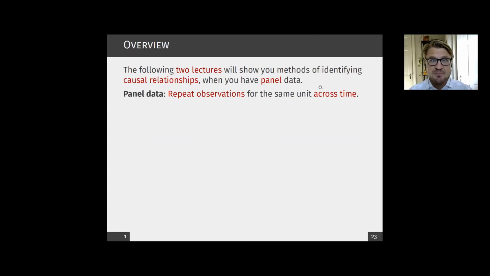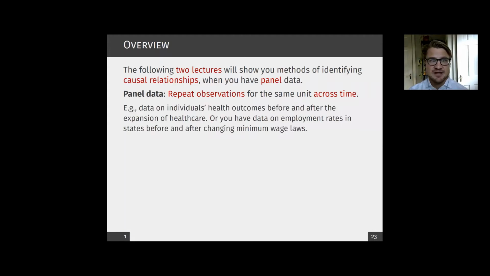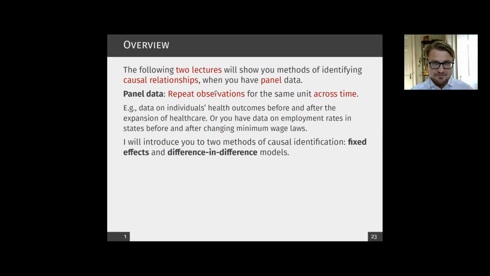data. And with panel data, I mean data when you have repeat observations across time for the same individuals or the same units that you're examining in the data. For example, you might have repeat observations of health outcomes for the same individuals, before and after the expansion of healthcare, or you might have data on employment rates over time in states, and you also have data before and after changing the minimum wage laws in a state.